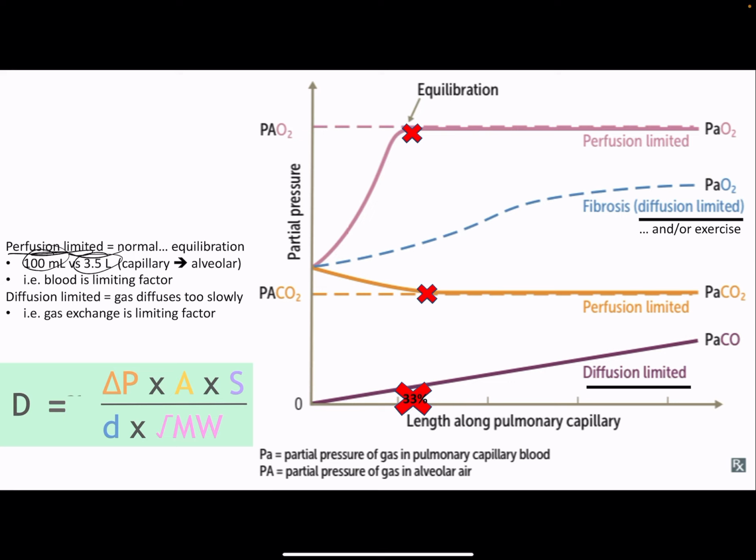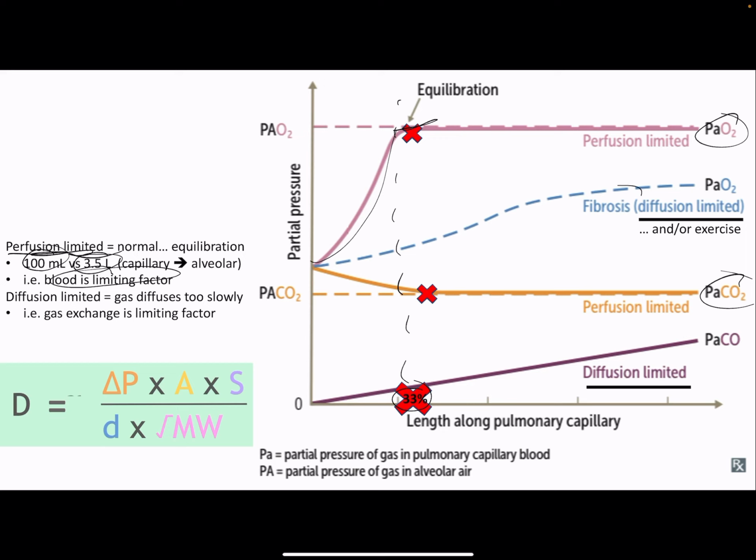Remember, that's like having 3.5 liters of 100 degrees Celsius water and 100 milliliters of 20 degrees Celsius water. The 100 degrees Celsius water is barely going to change its temperature at all, while the other one will completely reach thermal equilibrium at about 100. So all of this is to say that blood is normally the limiting factor. Oxygen and CO2 are great. They very quickly, about a third of the way through, are going to equilibrate and match the alveolar concentration.